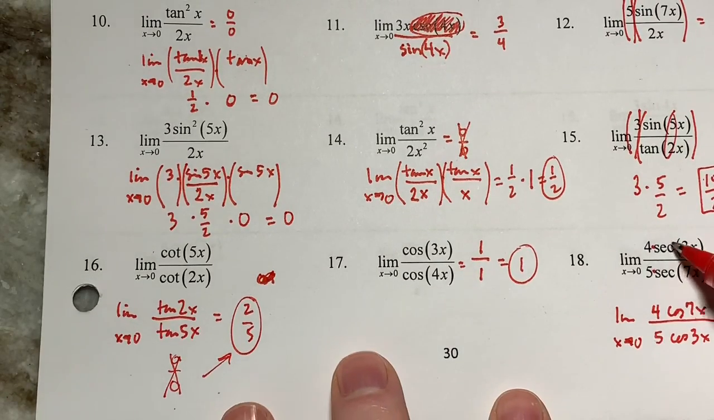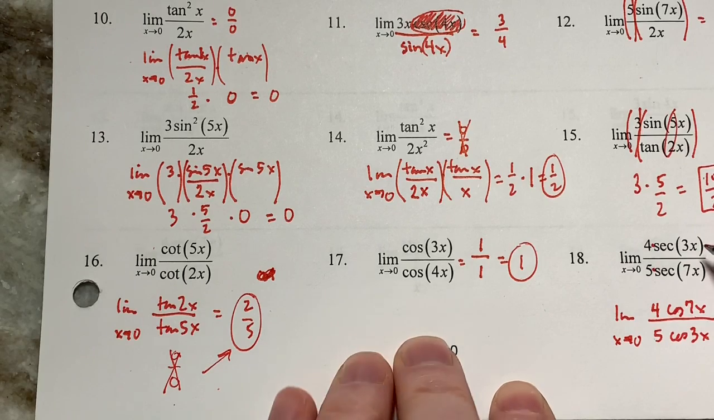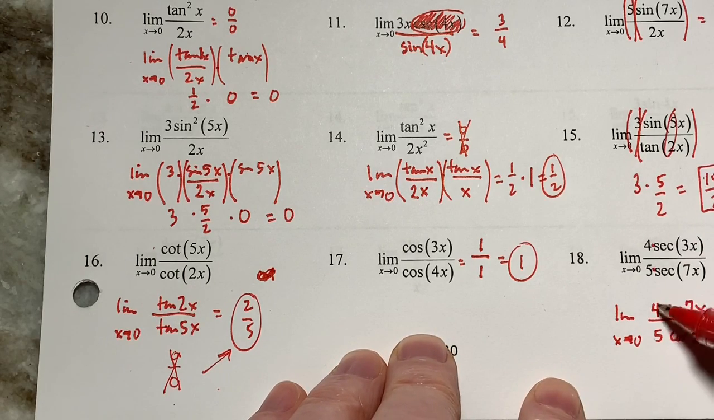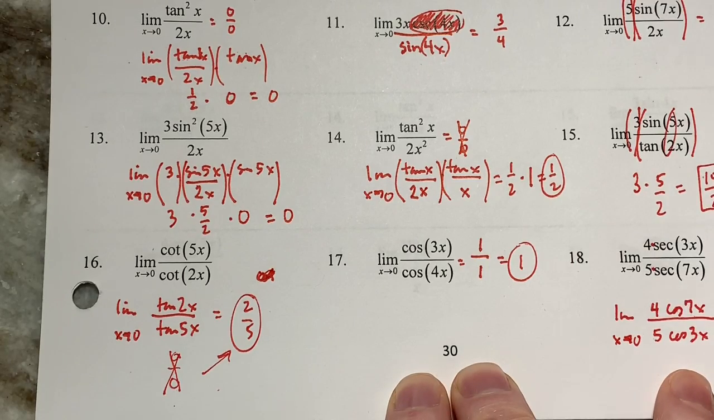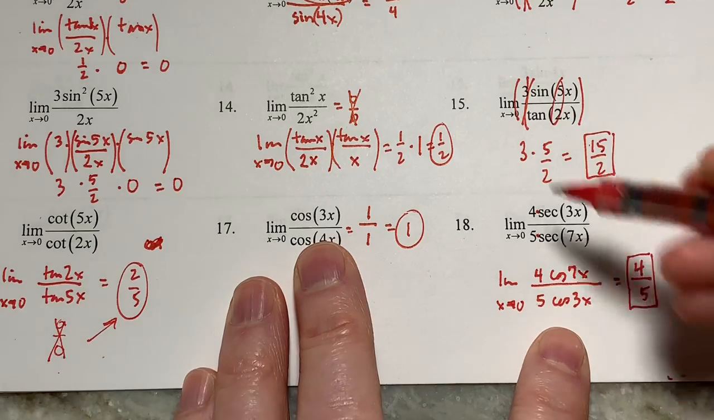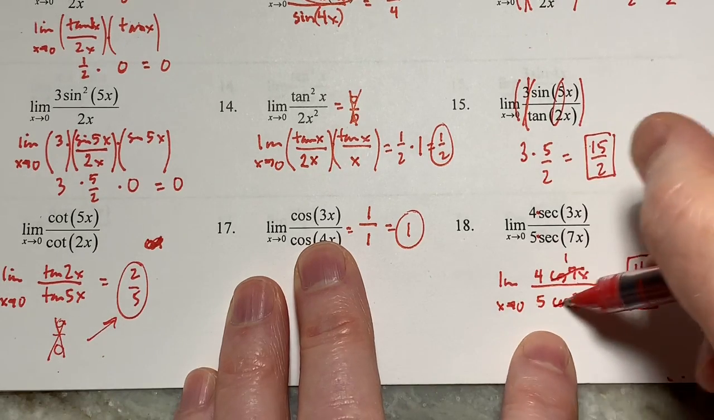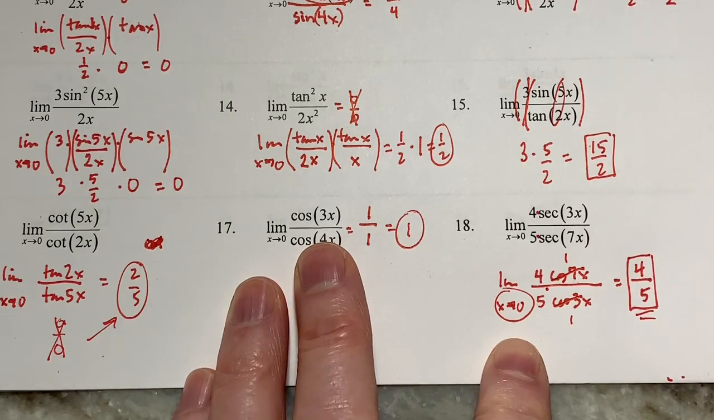Now, if that had been a cosecant, which changed to a sine, then I would have had 4/5 times, not 3/7, 7/3. I would have had 4/5 times 7/3, but not with these. All right, so be careful. Make sure that you're checking all these. These values right here give me 1 when I apply that limit, and all I have left is that 4/5.